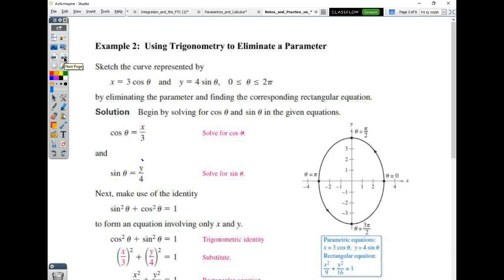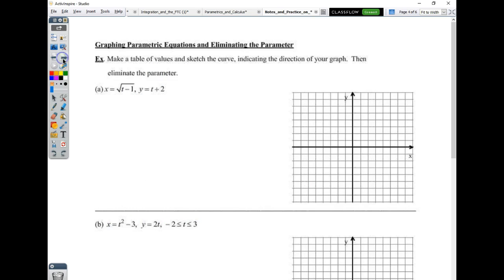There's trig. Ovals! No! Not an ellipse! It's okay. There are eggs. We'll talk about that in the example.